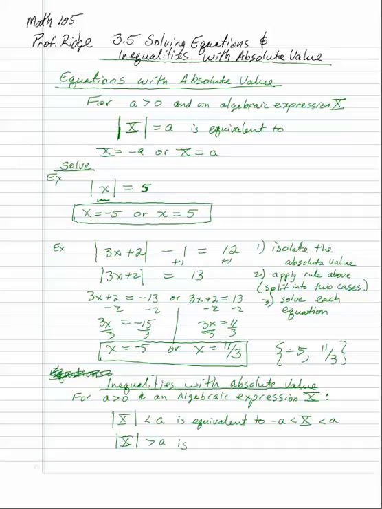And then if it's greater than, the absolute value of x is greater than a is equivalent to your expression being less than negative a or greater than a. If we have less than or equal to or greater than or equal to, it's the same thing, same statements, but you put the equal to sign under the inequality. So similar statements for both of those. All right, let's try a couple of examples.